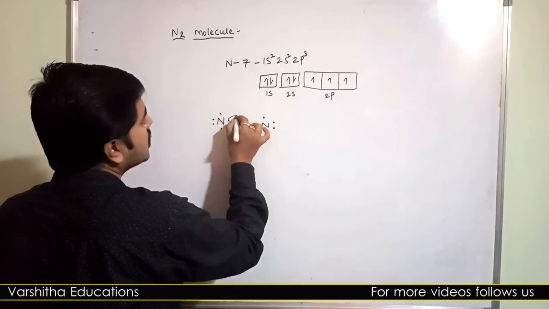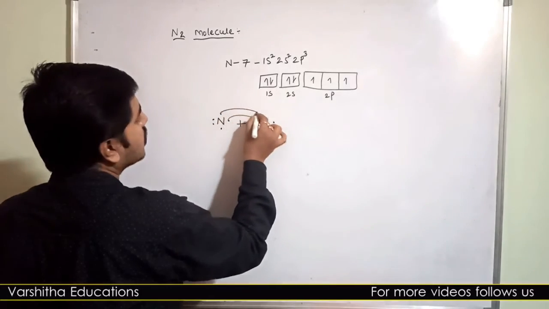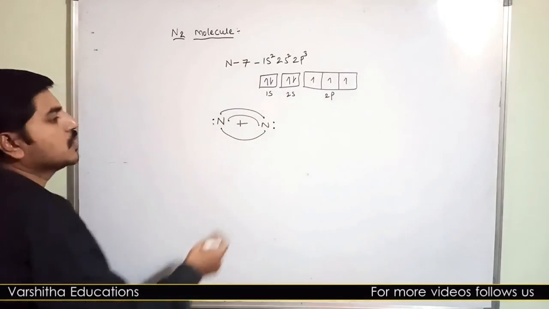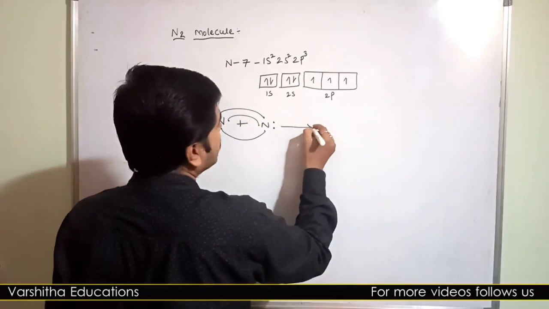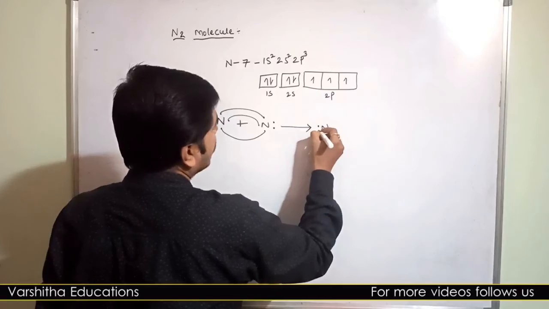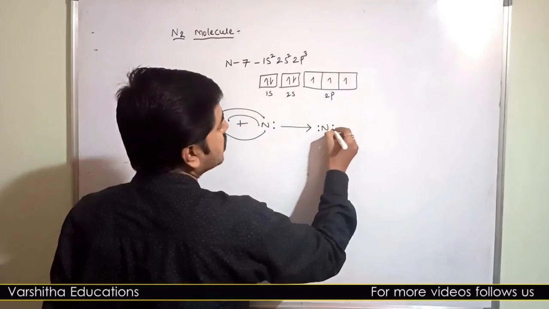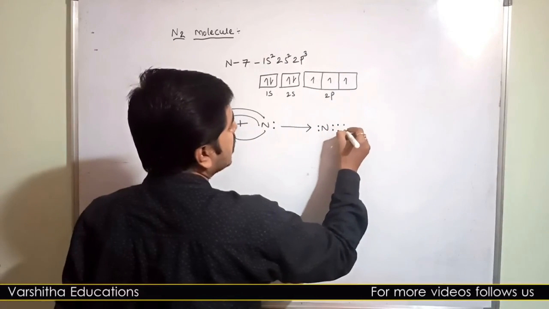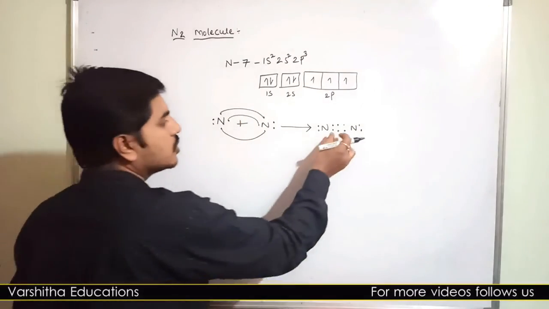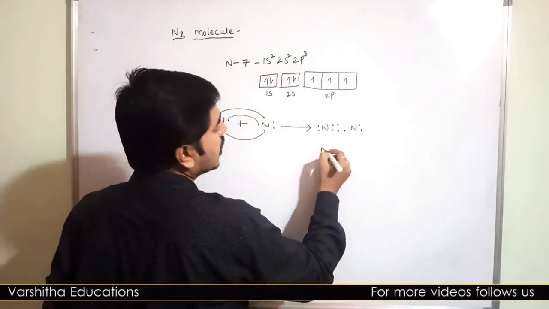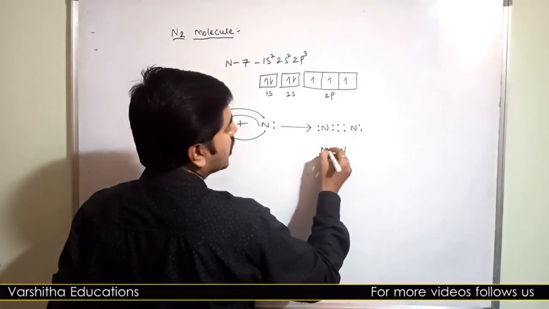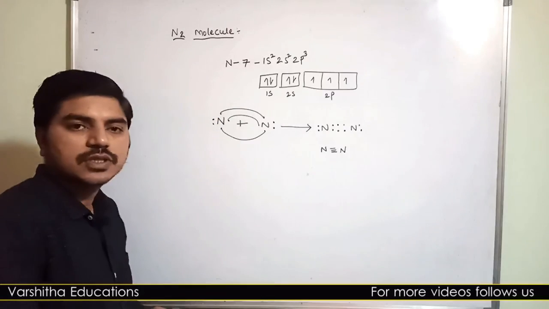Then these electrons are ready to make a bond with each other. So it will make a triple bond. Nitrogen has 3 bonds, which means 3 pairs between the 2 nitrogens. So nitrogen has a triple bond with the other nitrogen. So this is a triple bond.